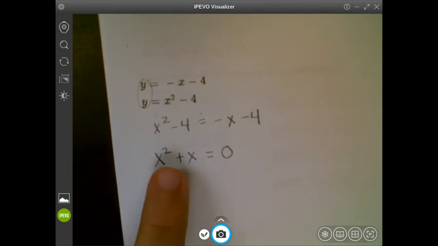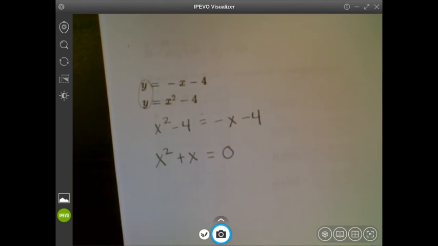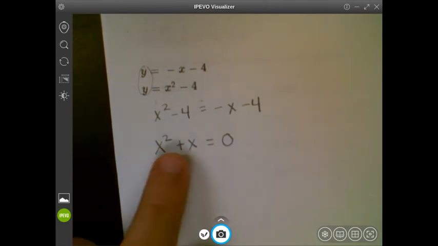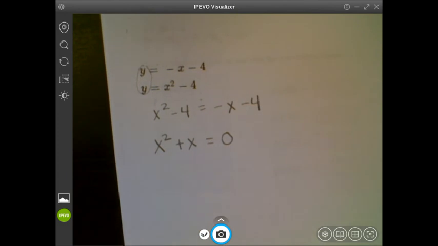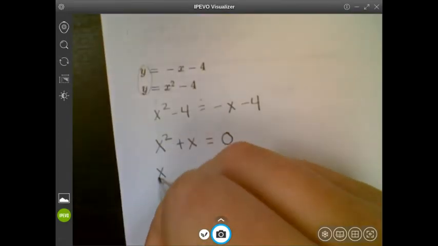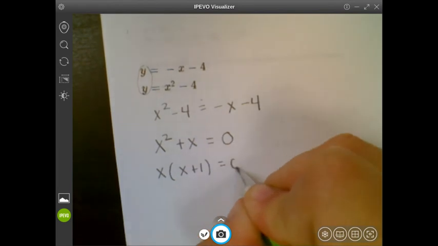So we still have to solve this quadratic. Because there's only two terms, that actually makes it easier to solve. You can use a quadratic formula, you could complete the square, and you can always factor, right? Those are your three options to give it a try. So because these two have an x in common, I'm going to factor, but I'm going to factor with a greatest common factor. So I'm going to take out the x, and left over is x plus 1, and that is still equal to 0.